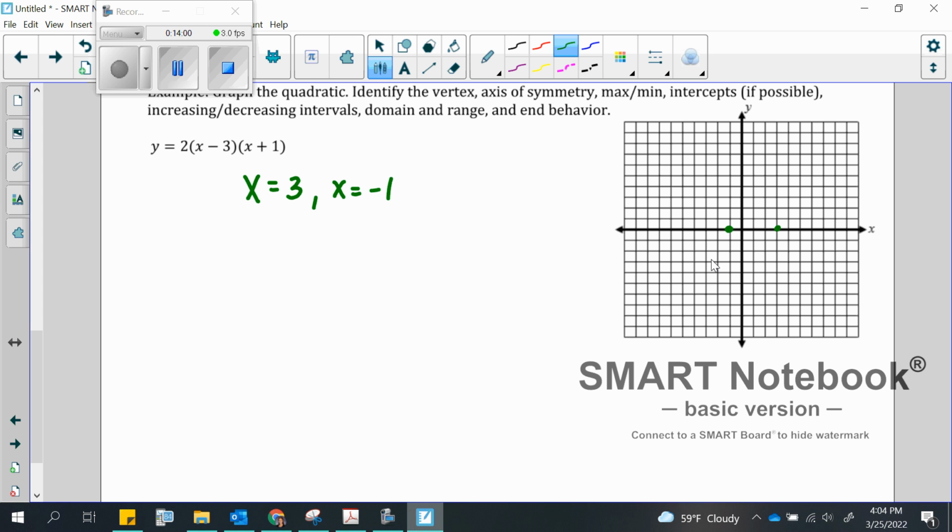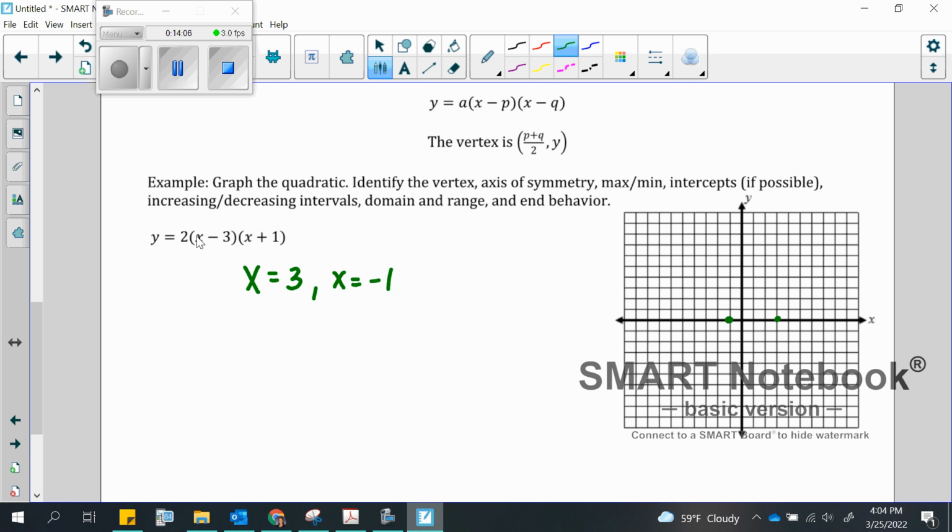Okay. And if we want to find the vertex, what's the easiest way to go about it? Well, I gave you an equation up here. If we are in intercept form, the easiest way to find the vertex, so these are my x-intercepts, is to add those two and divide by 2. We want to find the middle because the vertex is going to be in the middle of these.